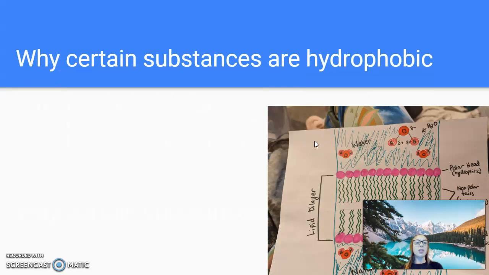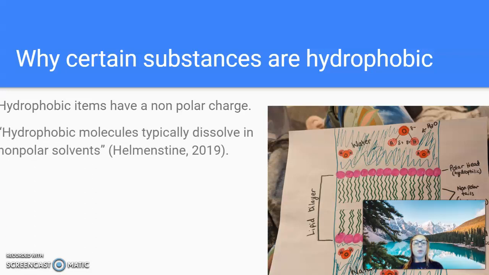Why are certain substances hydrophobic? Hydrophobic items have a non-polar charge. Hydrophobic molecules typically dissolve in non-polar solvents. In the picture, as you can see, is an example of a lipid, which is hydrophobic, in water. The polar heads are hydrophilic, that is why they are facing the water. Their tails are hydrophobic, hence why they are hidden away from the water. And if you look closely, you can see the different charges on the water molecules.